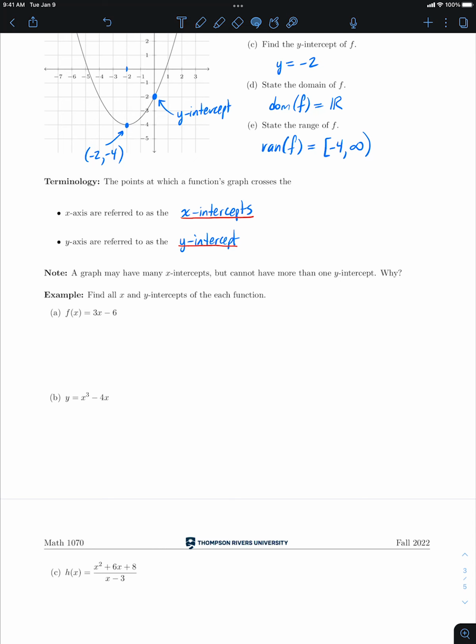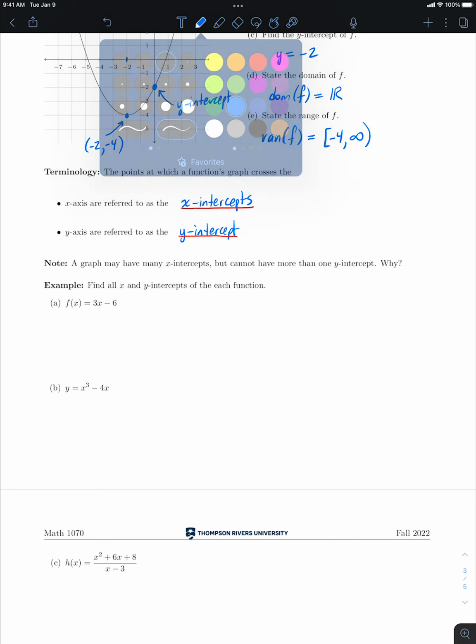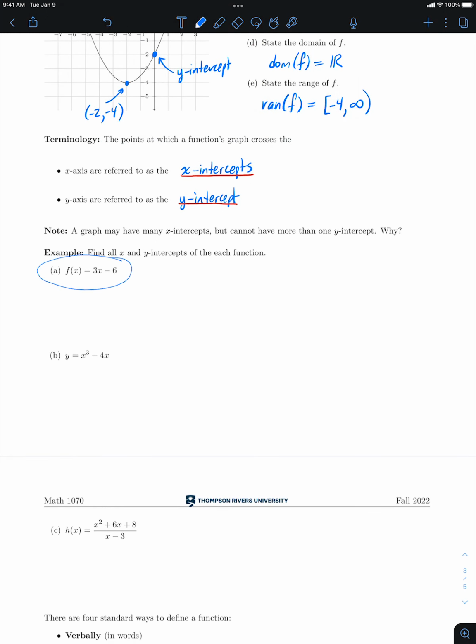So how do you find them? That's a concrete question you might ask. Let's say you have a function and you want to know what the x-intercepts and the y-intercepts are. Let's start with this one here. f is defined by the rule f of x is equal to 3x minus 6. Let's start with the x-intercepts.